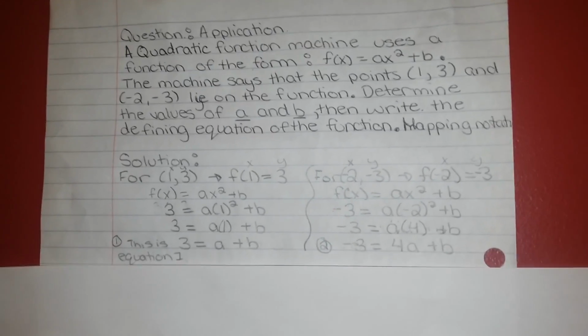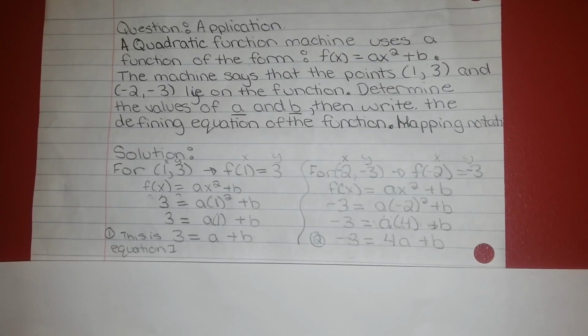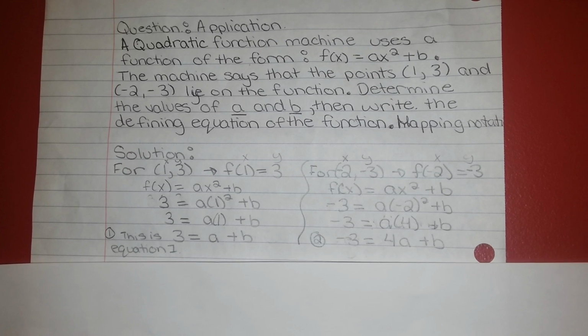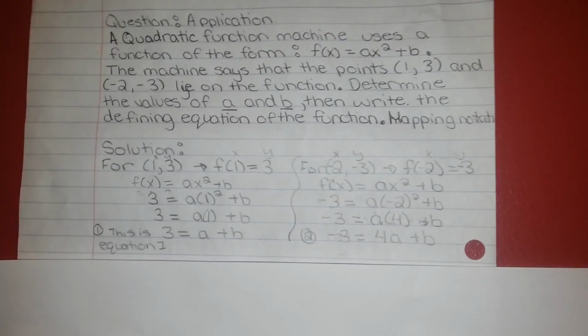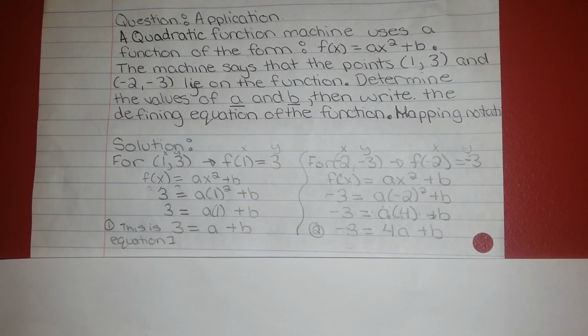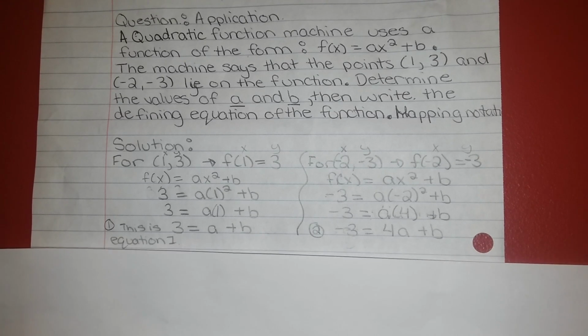So this is the first step to our solution. For the point (1, 3), we transform it into the f of x equation. As we know, 1 is our x value and 3 is our y value. So we place 1 into the x position and 3 into the y position. Now we plug the 1 and 3 into our equation given above, and then we solve. So we're left with 3 equals a plus b. This is going to be used as our first equation.